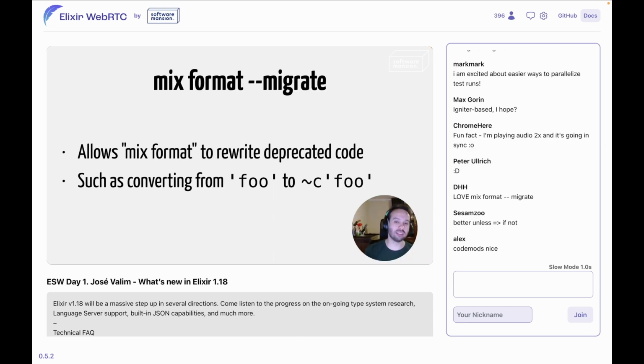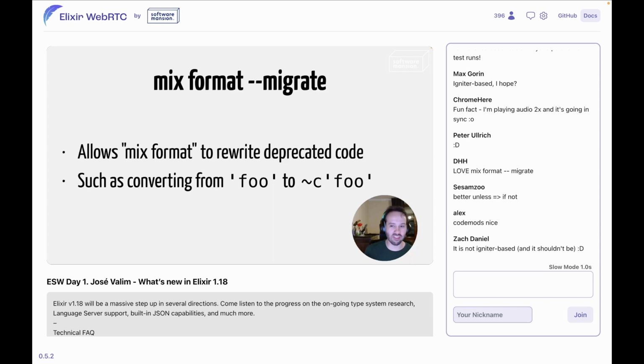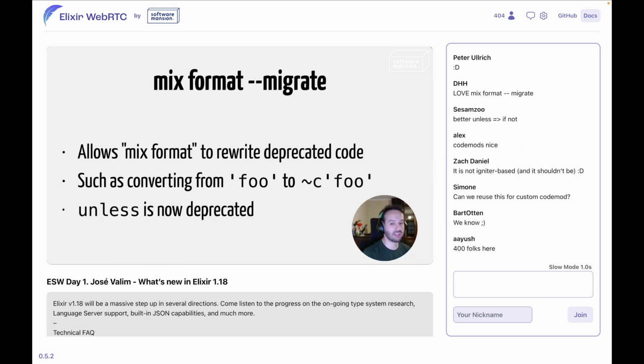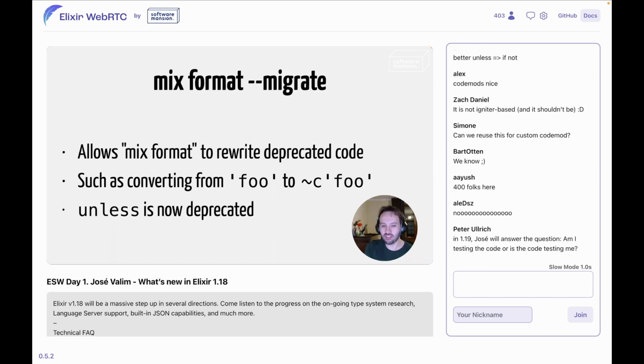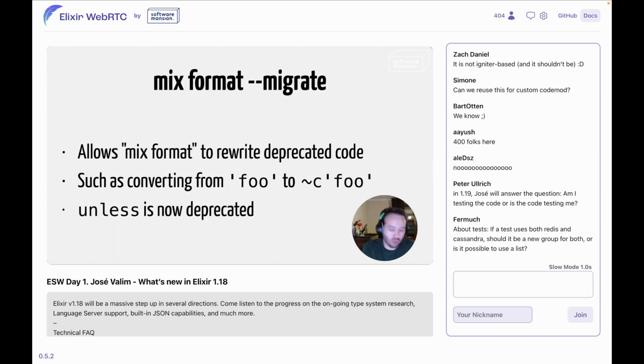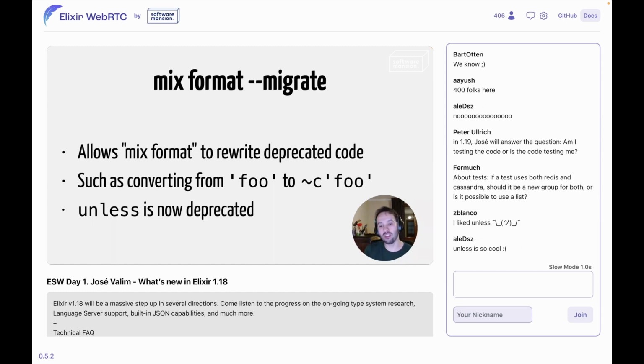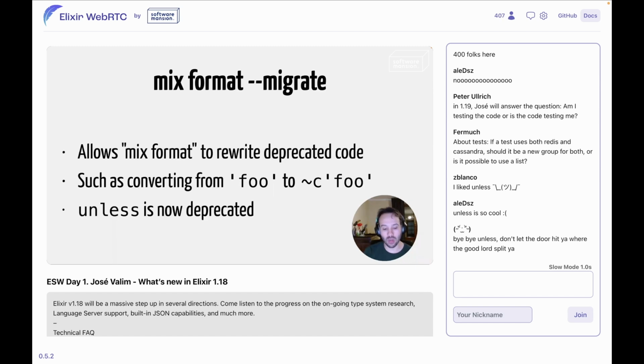What is really cool about this is that there are some things that we wanted to deprecate for a while, but we never did because that would push so much churn to the community. We said, nah, not worth it. But since we can automate that now, we can make those things become a reality. For example, unless is going to be deprecated in Elixir 1.18, I believe it's only soft deprecated, but you run migrate and it's going to automatically rewrite all your unless to if, and you don't have to do any work.